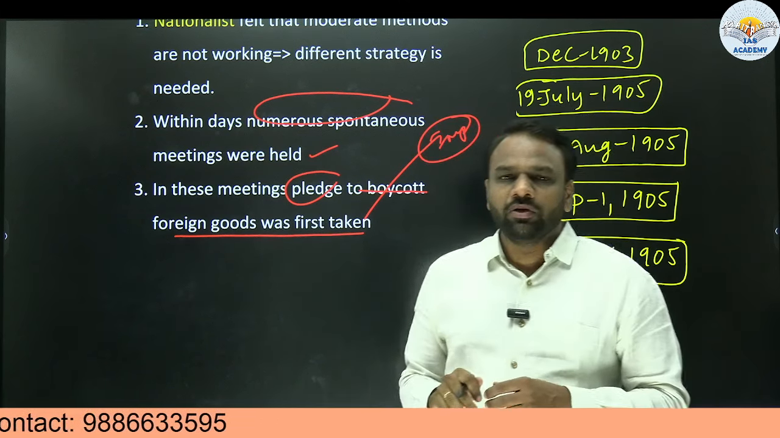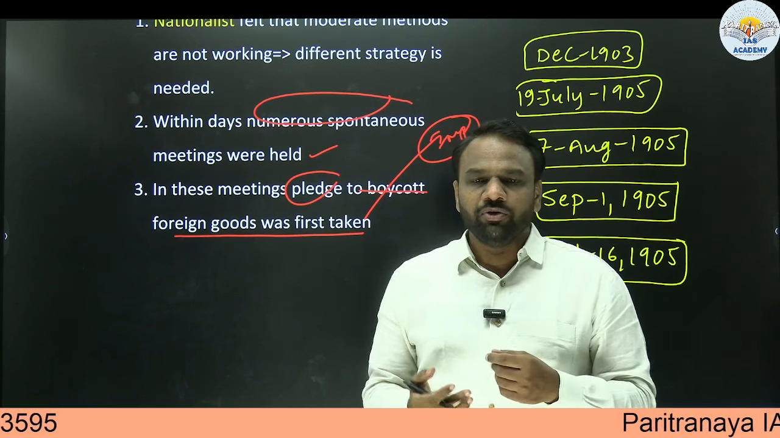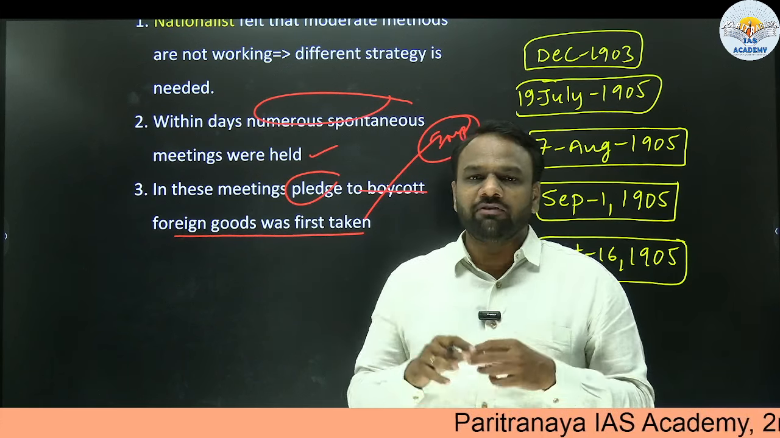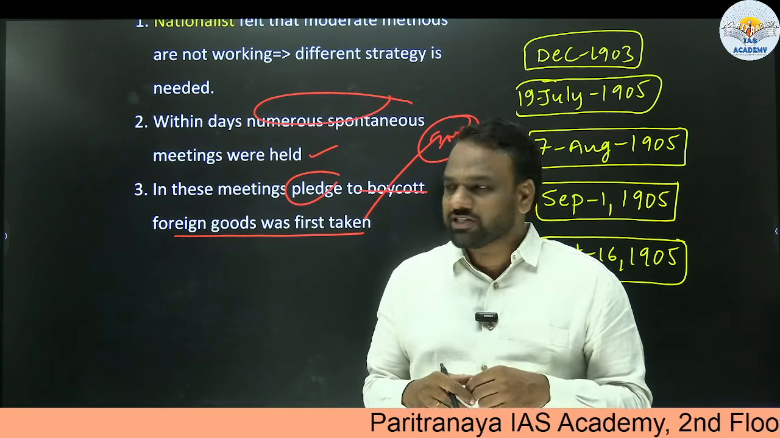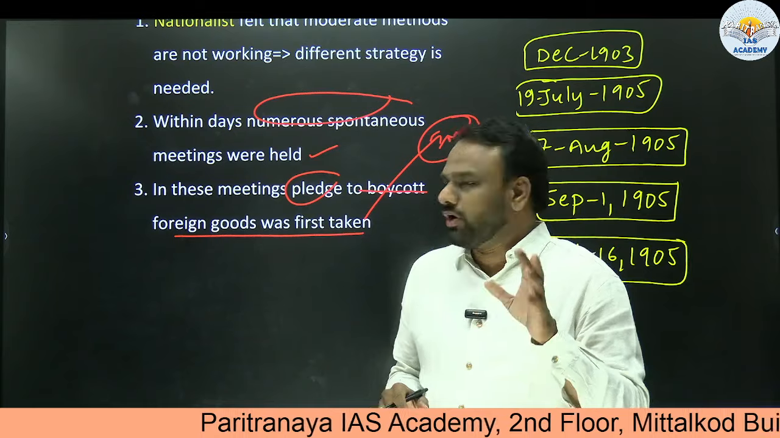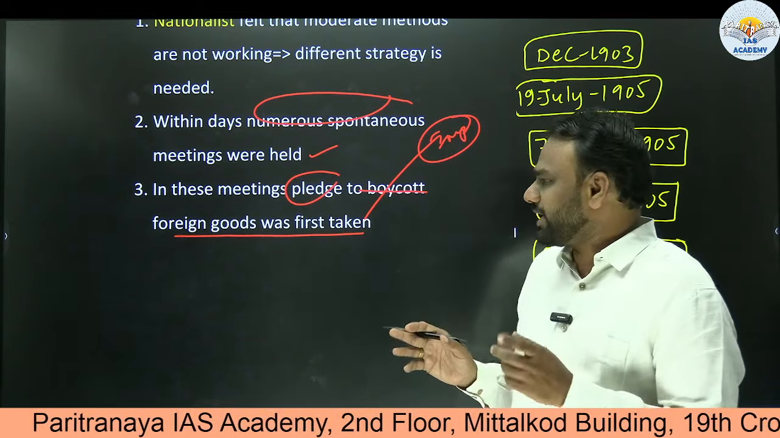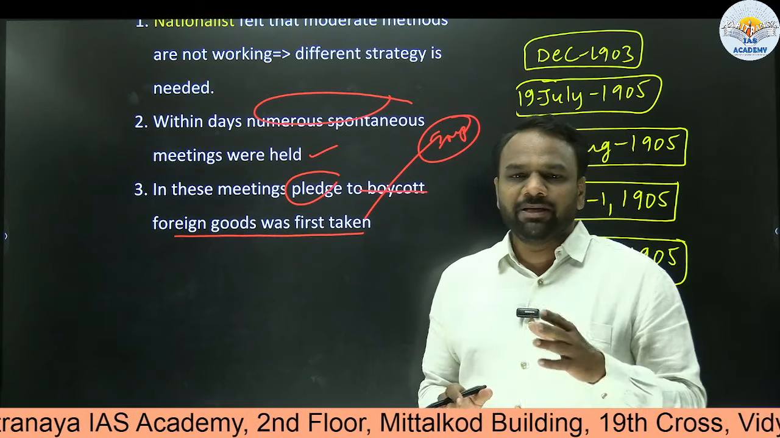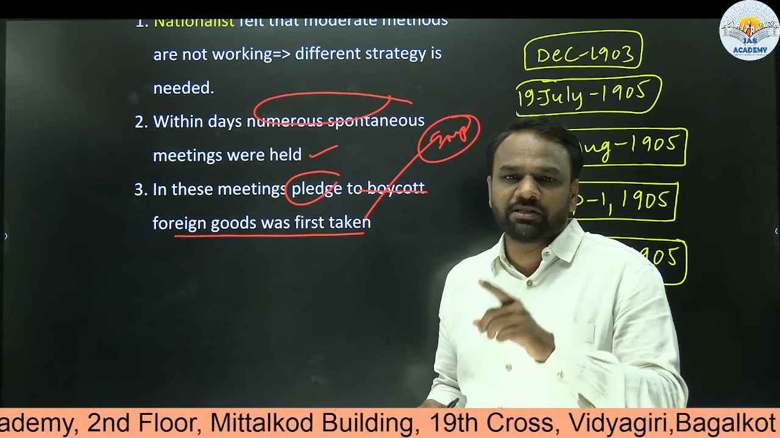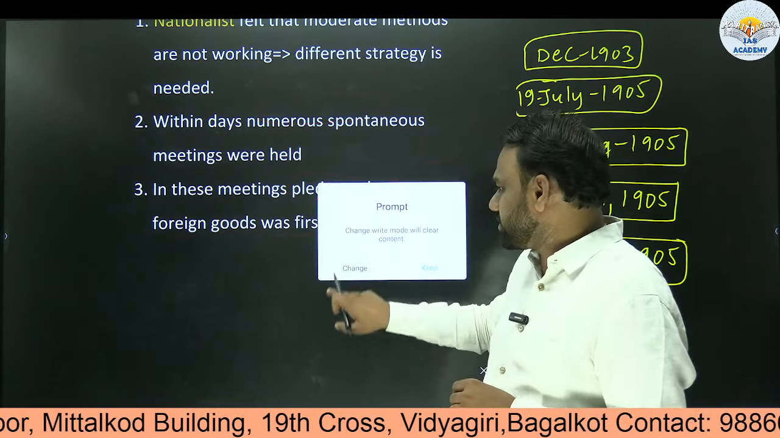Until now, what kind of resistance was there? We used to send petitions, make public speeches, and write newspaper articles to disseminate information to the public. But now, for the first time, they pledged to boycott foreign goods. We'll not use foreign goods. It means whenever I go to the market, I'll purchase only Indian made goods and I'll not purchase a foreign manufactured product. The first time this decision was taken.